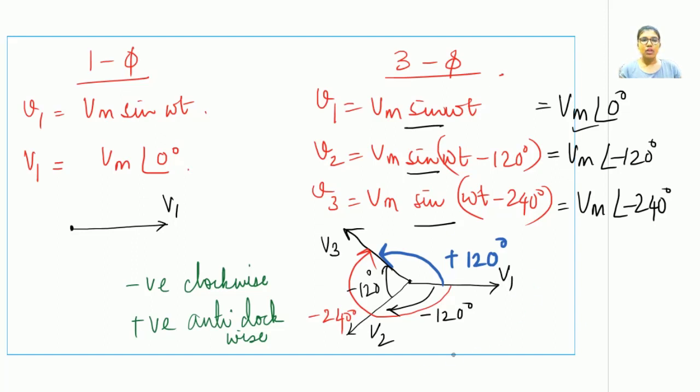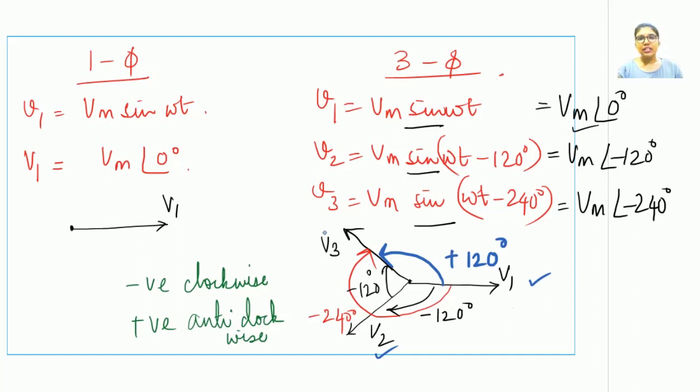So this is how the voltages are being represented in a phasor diagram, with V1 as the reference, V2 lagging V1 by 120 degrees, V3 lagging V2 by 120 degrees or lagging V1 by 240 degrees or leading V1 by 120 degrees. So these are the phasor representations for a single phase as well as for a three-phase system.